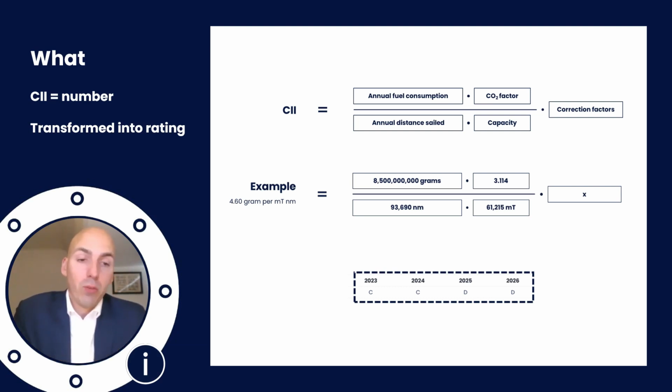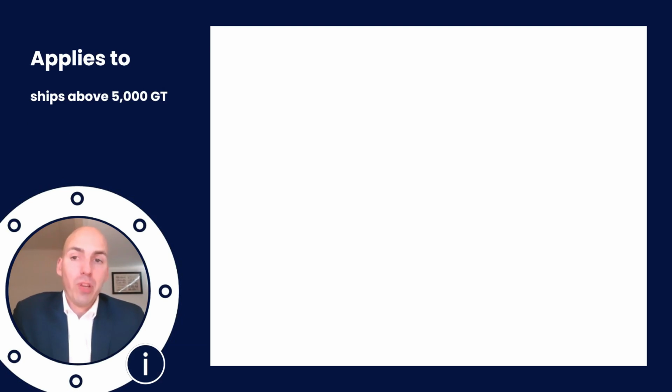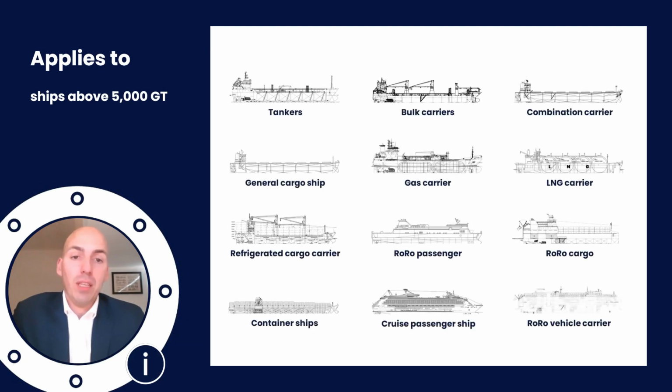And this letter is quite important because based on the letter, you either have non-compliance or compliance, but more on that later. CII only applies to ships above 5000 GT of the following ship types that you can see here, and all other ship types are for the moment excluded, but perhaps in the future they will or could be included. So if CII applies to you, what do you have to do specifically per year?